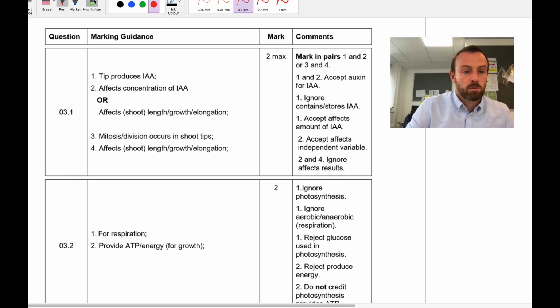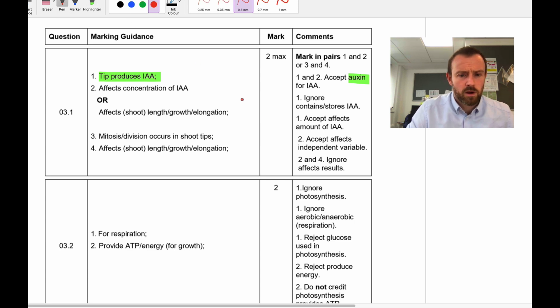So 1 mark for saying that the tip is what produces IAA. It does say except auxin, but we should probably just write IAA. Tip produces IAA, affects concentration of IAA. Yeah, I think we would... 2 and 4, ignore affects results, except affects independent variable.